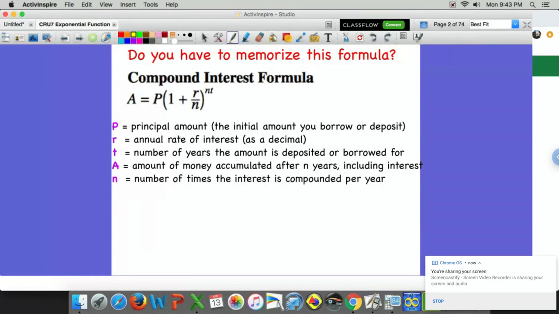Now this formula is important. It's going to be on your formula sheet next year for Algebra 1, but it's important that we cover it this year in order to kind of give you guys some extra knowledge going into next year.